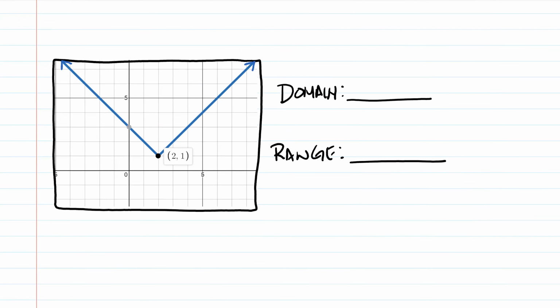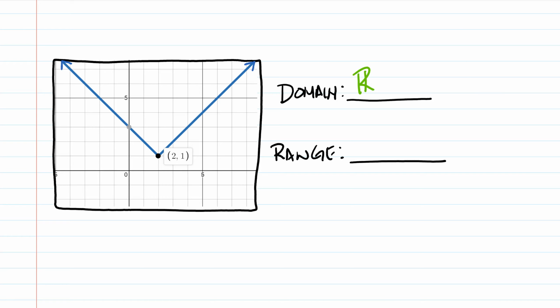Here's another little example. Let's find the domain and the range again using interval notation. Well, the x-axis is here, and I can see that every single point on this particular graph can be mapped back to the x-axis. So therefore, the domain for this one is going to be all real numbers.